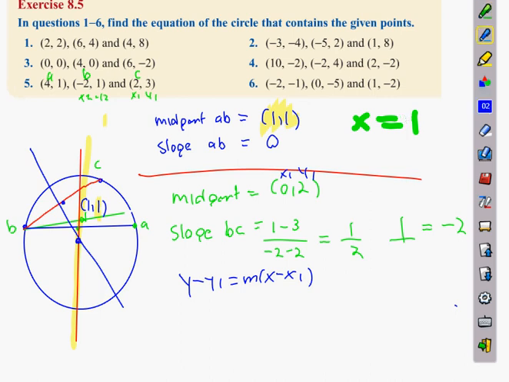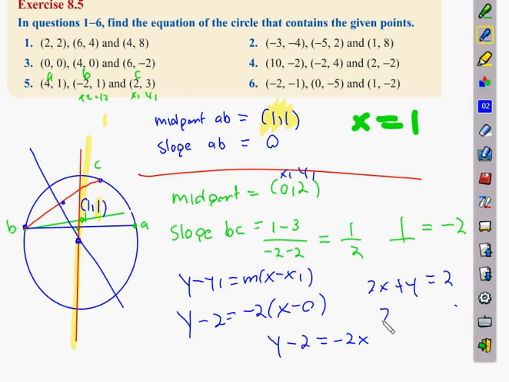So what happened was we got y minus y1, which is 2, equals minus 2 into x minus 0. That was correct. Y minus 2 equals minus 2x. And then you got 2x plus y equals 2. Now the thing is, x equals 1. So 2 times 1 is 2. 2 plus y equals 2. Y therefore equals 0. So the centre of the circle is the point 1, 0.